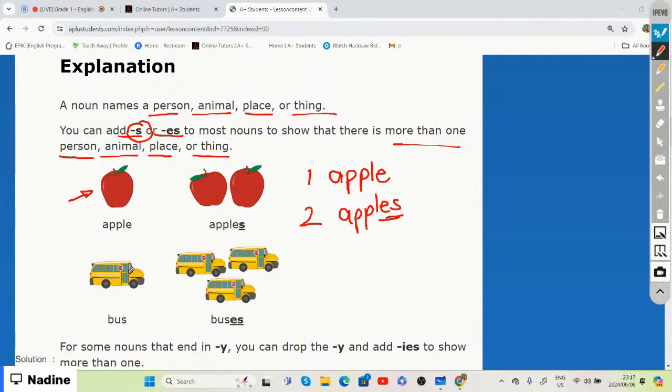And if we look at the word bus, there's one bus. And the plural noun, which shows that there's more than one bus, is one, two, three buses. So one bus, but three buses. And we added an ES like we did over there. That is why they say we must either add S or ES.